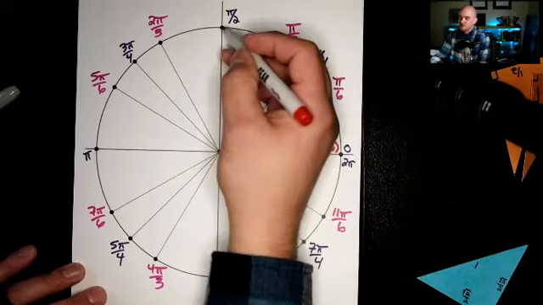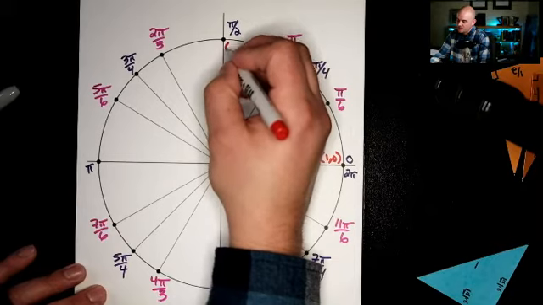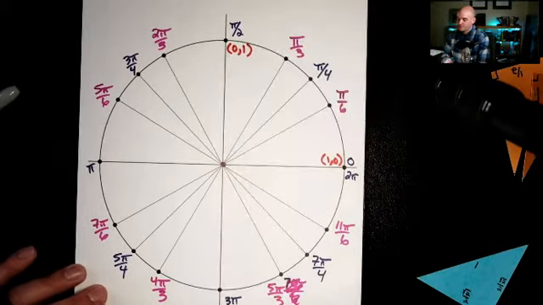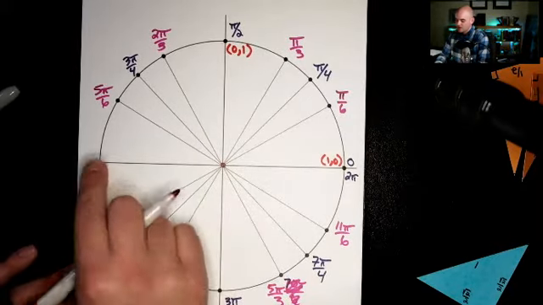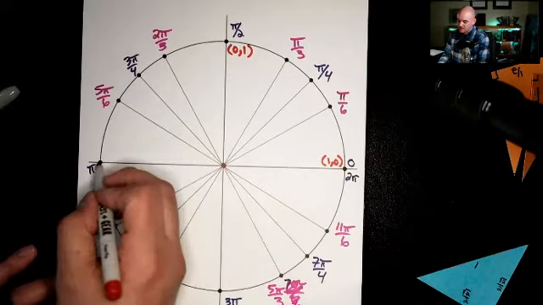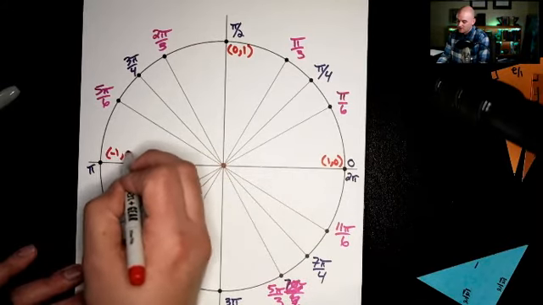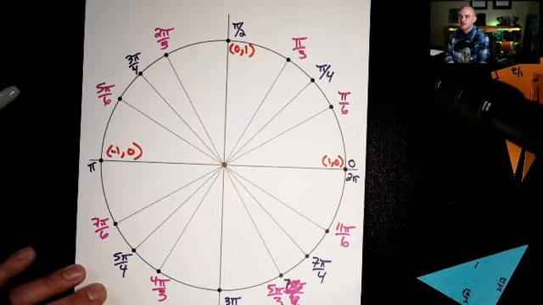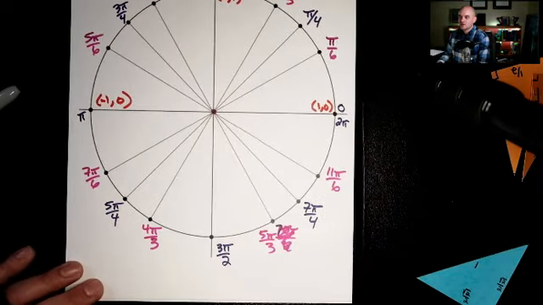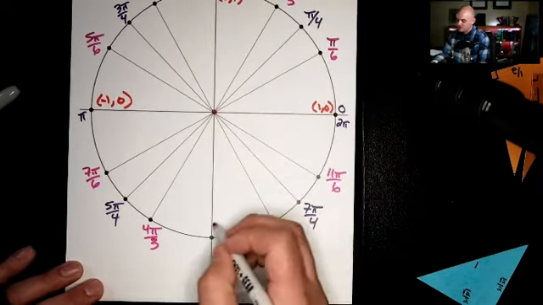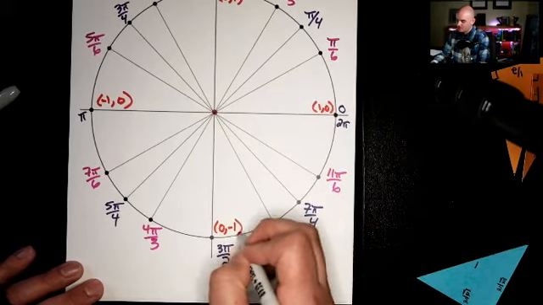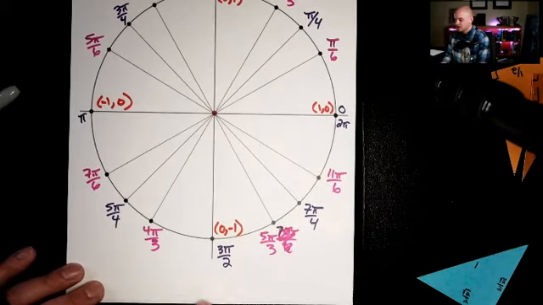Right here at the very top at pi over 2, this would be at (0, 1). At pi, we would be on the x-axis going -1 and then up none, so (-1, 0) there. And down below at 3 pi over 2, we'd be at (0, -1). So that's what that looks like.